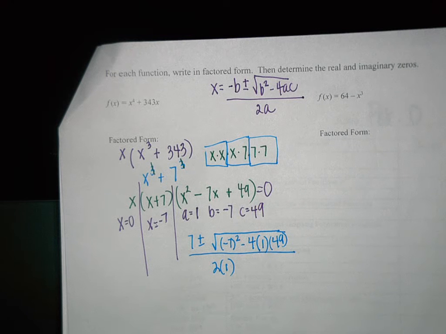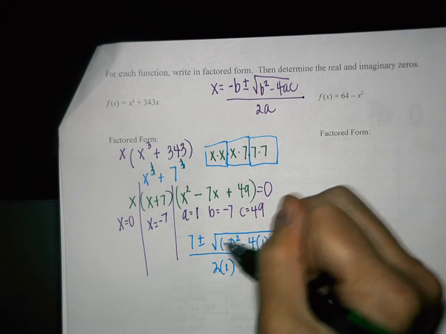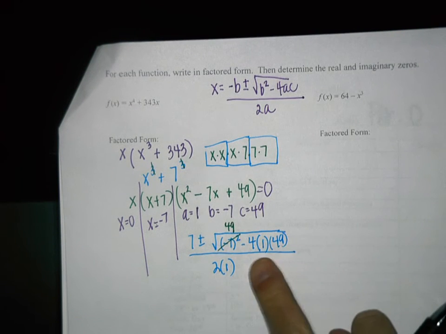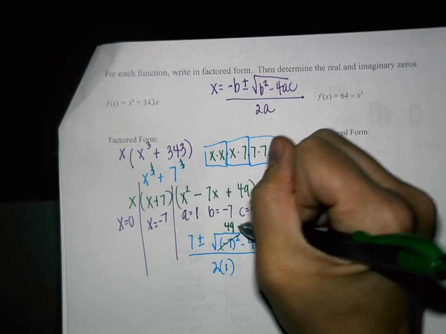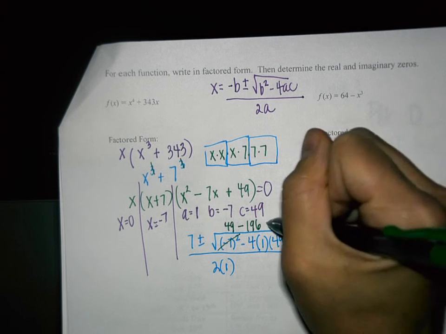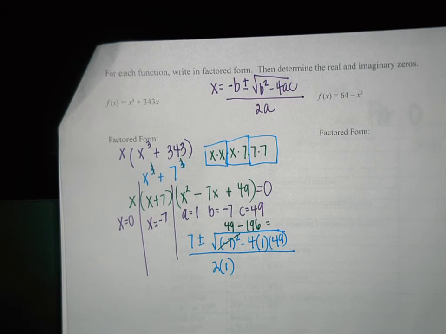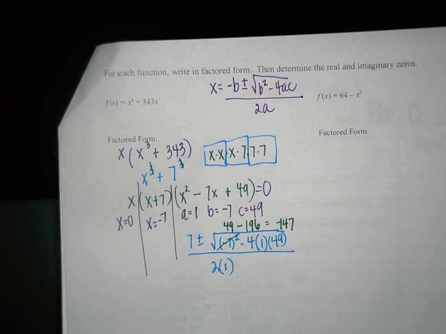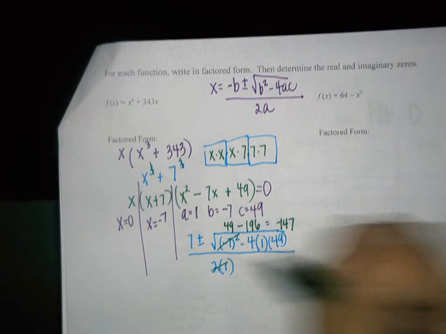Okay, so for me, I like to just simplify everything and try to not take up tons of space. Okay, so I cross out -7 squared, and what does that make? 49. Okay, and then I multiply -4 times 1, which is -4, and -4 times 49 makes -196. And you can use a calculator if you want to, okay? 49 minus 196 equals, does anybody know? Negative 147. Good.